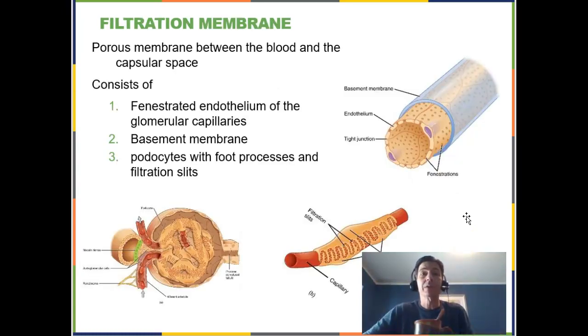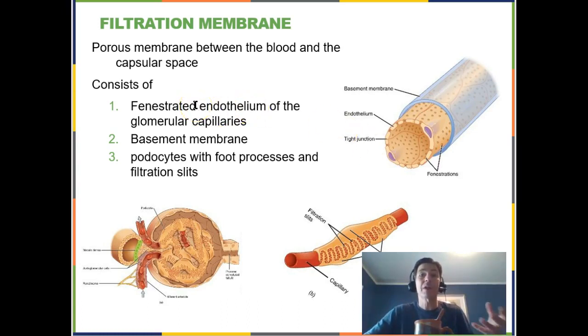So the next thing you want to understand about filtration is the structure of the filtration membrane. The most important thing to remember for the exam is simply the parts of the filtration membrane. So you start, if you look at just the glomerulus itself, you have blood vessels that are covered by cells called podocytes. And the way the structure works is if we start from the inside, the cells lining that capillary, that endothelium, are highly porous cells that have little holes in them, actual holes in the membrane, called fenestra.